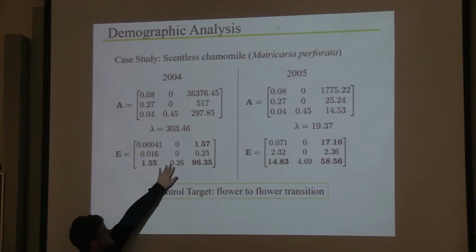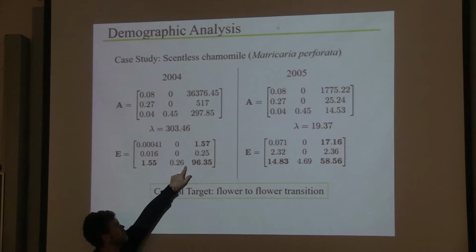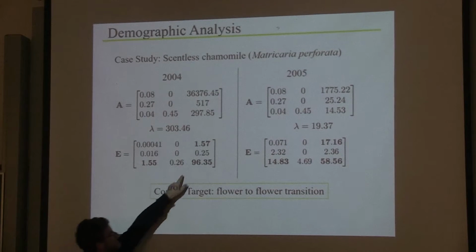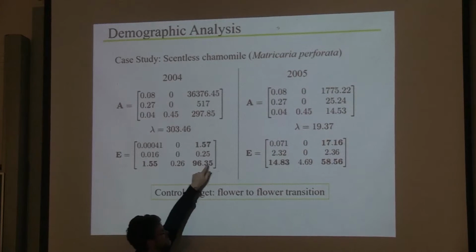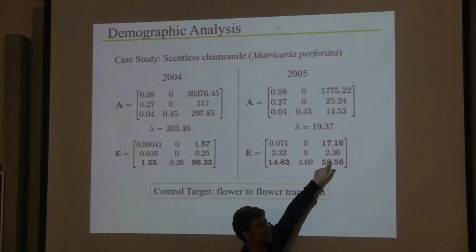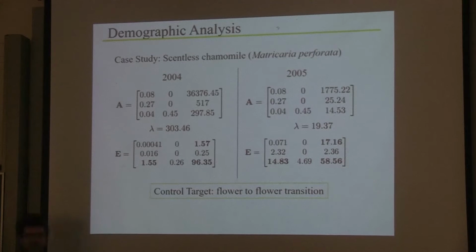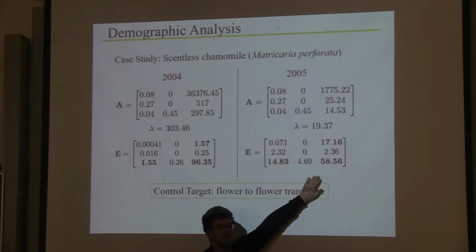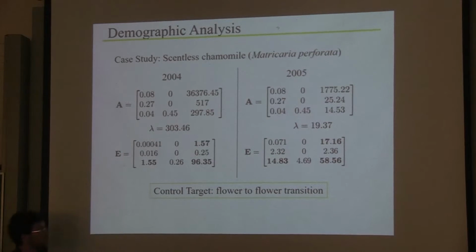But when we look at these elasticities, I think they've been multiplied by 100 because they should add up to 1. It's the flower-to-flower transitions that have the largest numbers in here. Okay, so this was the A33. It was flowers producing new flowers. And so it says we have to really find some way to reduce the fecundity of these plants if we're going to be able to effectively control them.